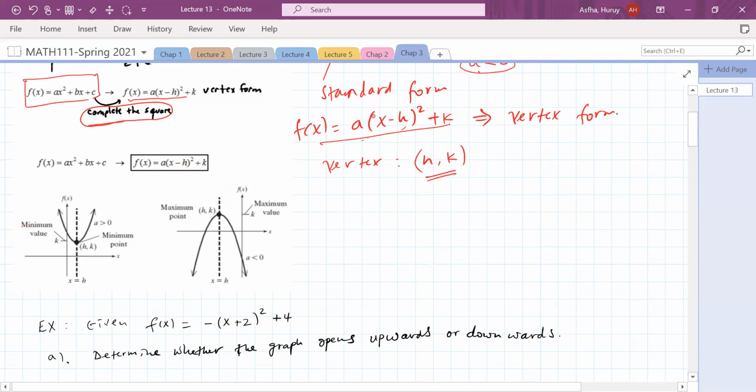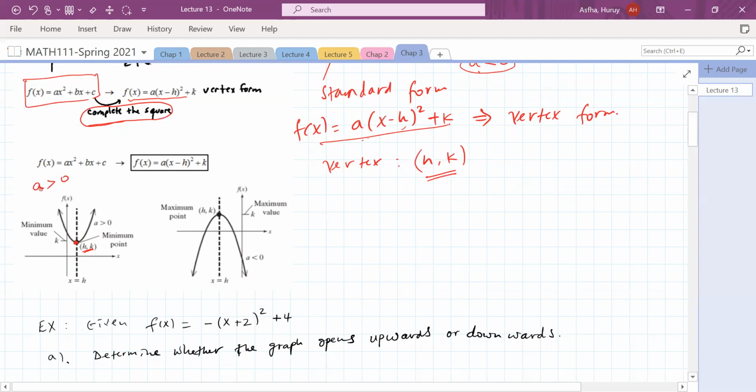As I mentioned earlier, the vertex is given by h comma k. H is the x value and k is the y value of that point. So the coordinates: the x coordinate is h and the y coordinate is k. So this point is h comma k, and that point is the minimum point of the graph if the graph opens upward. So in this case, what does that mean?